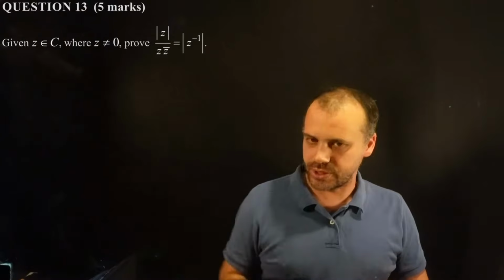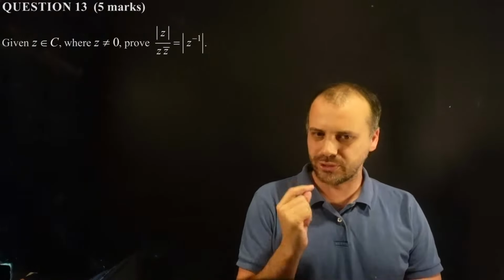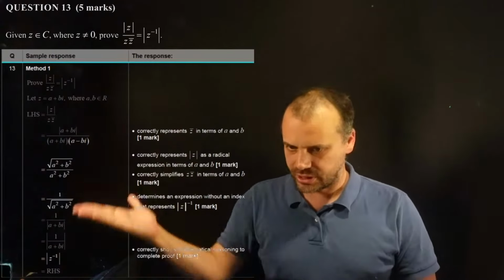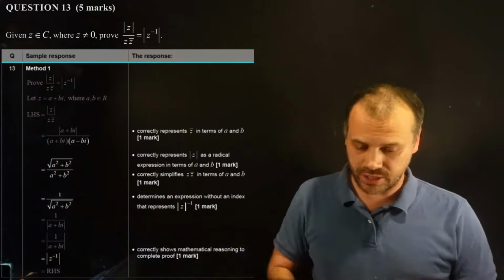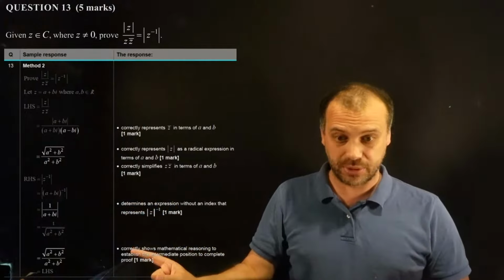Alright, so we have a nice little question here, a complex numbers proof, and we're going to have some fun with this one because when I look at the QCAA solution, it looks like this, and you can take a look at it and pause the video and understand their working out, or they also had another method. This is method number 2.